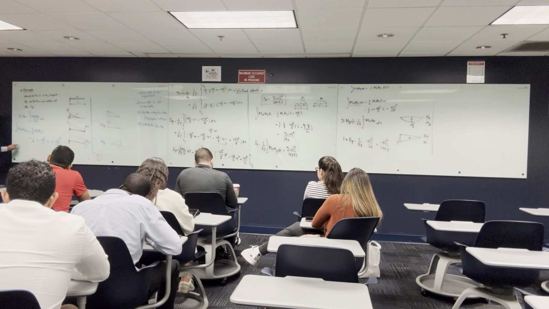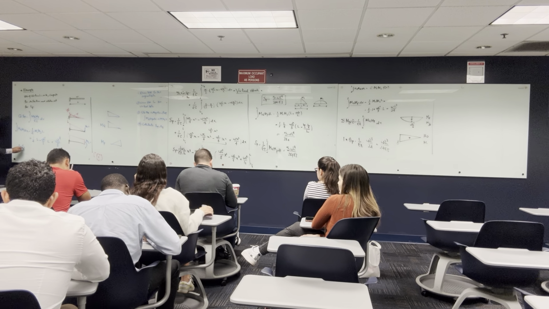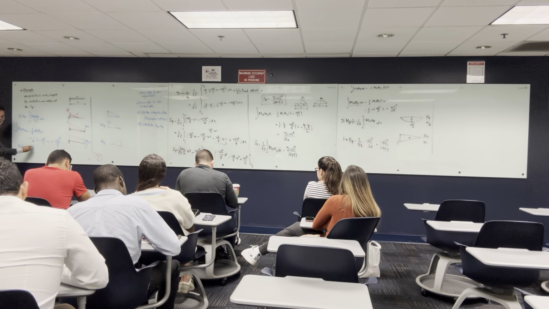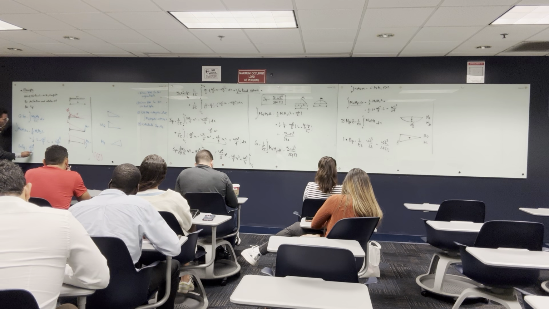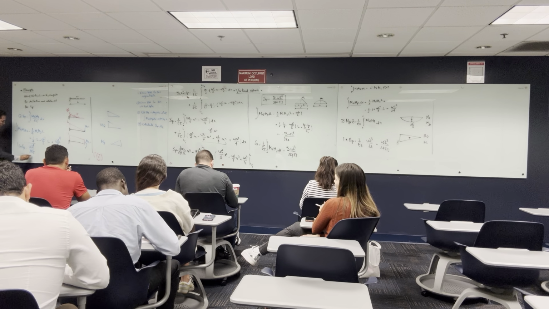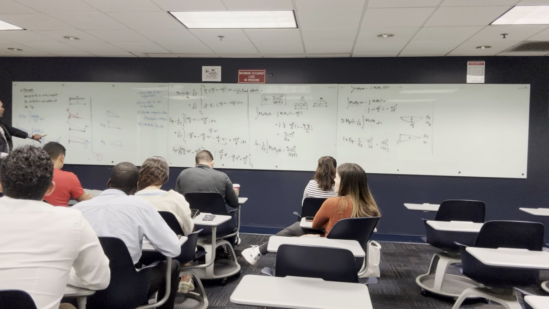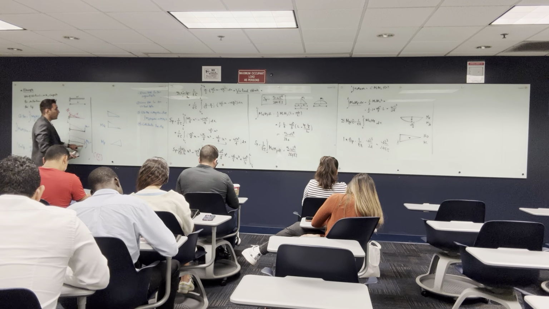So if you want to get down to delta B, 1 multiplied by delta B is going to be equal to WL to the power 4 over 8 EI. This is the value of delta B. Let's get to the value of the rotation at the tip here.